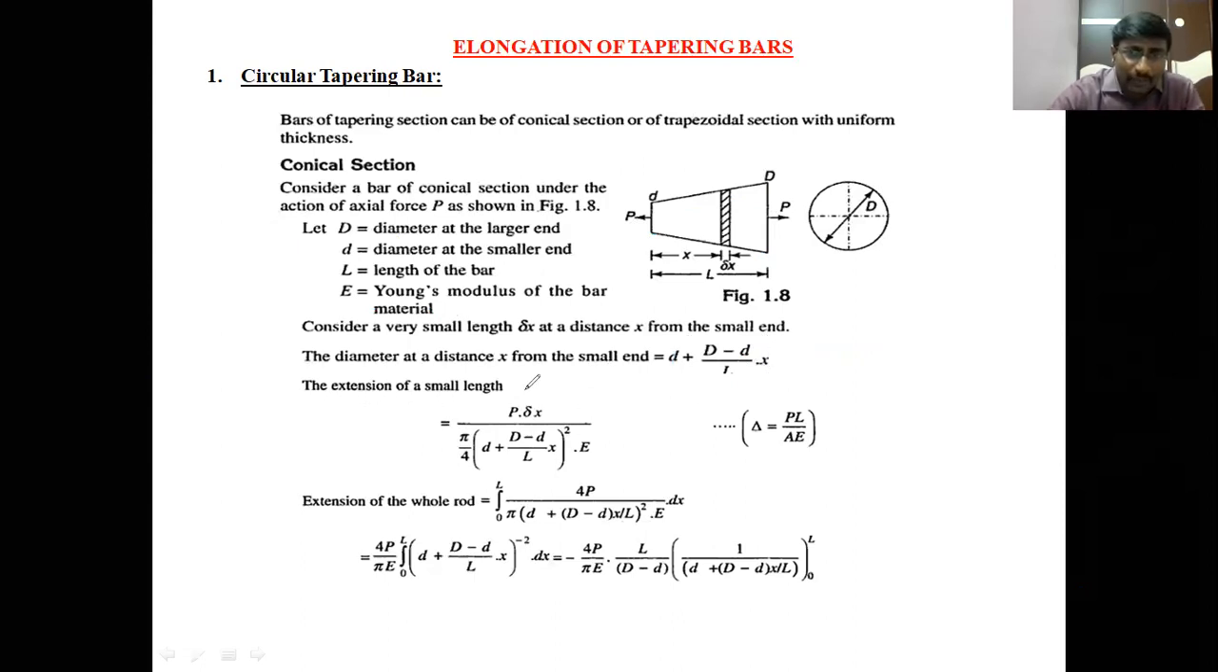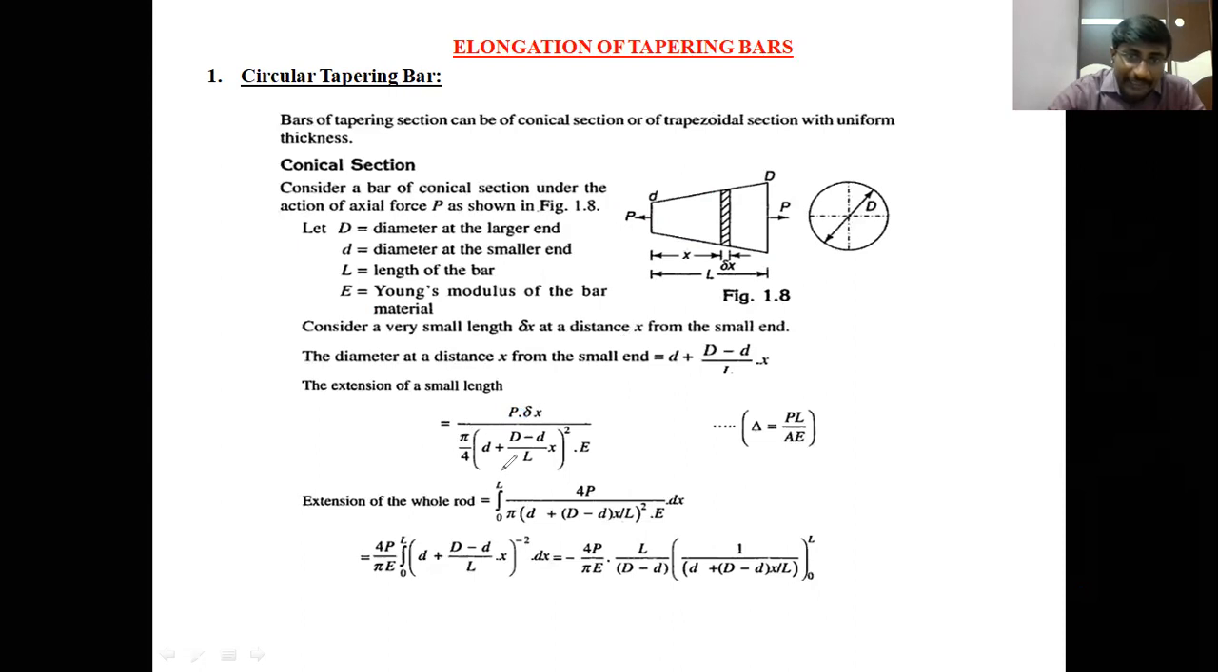Therefore, how much does this small length extend by applying the load P? We can apply the PL by AE formula for this small section, because it is a small strip, assumed to be of uniform cross-sectional area. What is the load acting? Wherever you take a small area, the same load P is acting. Every point of the material carries the same load.